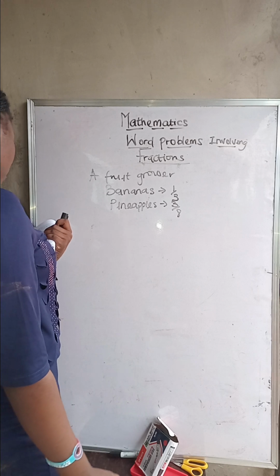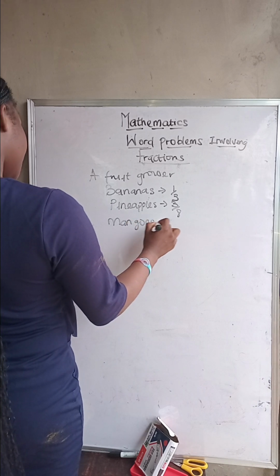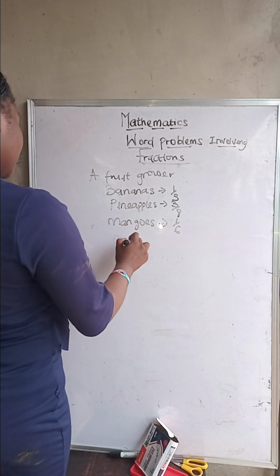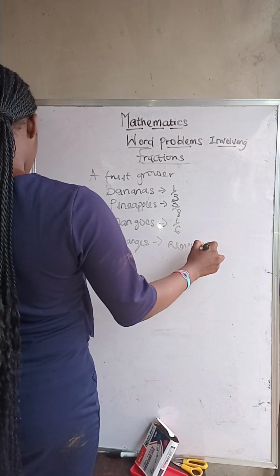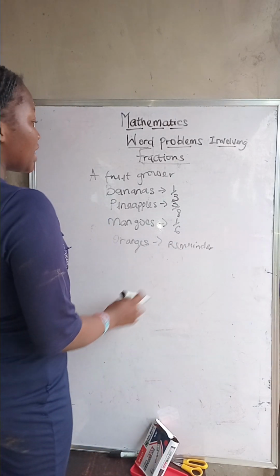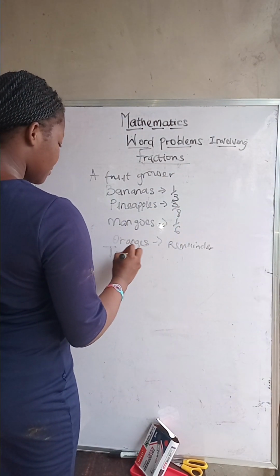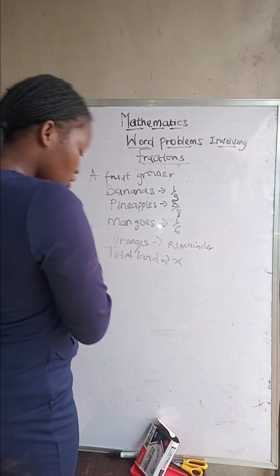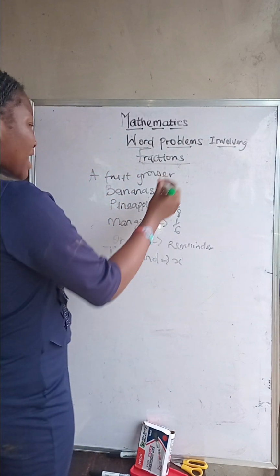Then mangoes is 1/6. Then the remainder for oranges. What fraction of the land does he use for oranges? Since it's the remainder, you say the total land is X. We don't know the amount of land he has, so the total amount of land is X. So you add everything together.